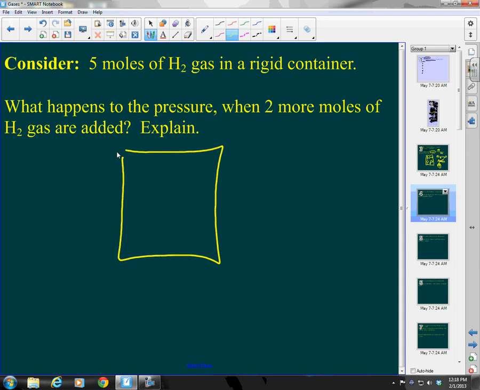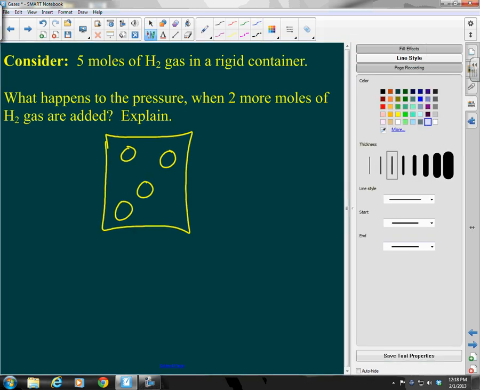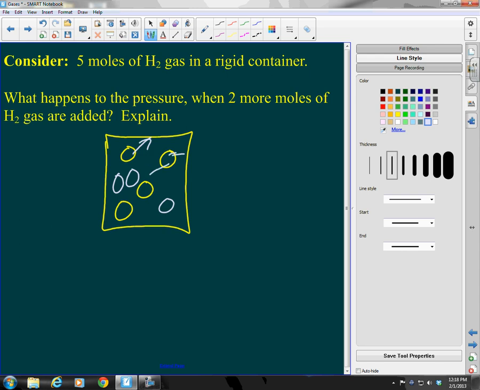Okay, so here we go. Here's my rigid container. I have some gas in there, and then I'm going to add some more gas. We'll go with a different color here. So I add some more gas. There we go. What happened now? Well, I have more particles. What are they doing? They're all flying around in rapid, random, continuous motion, and they're bouncing off the sides of my container. And when they bounce off the sides of my container, what do I get? I get a measure of pressure, right?